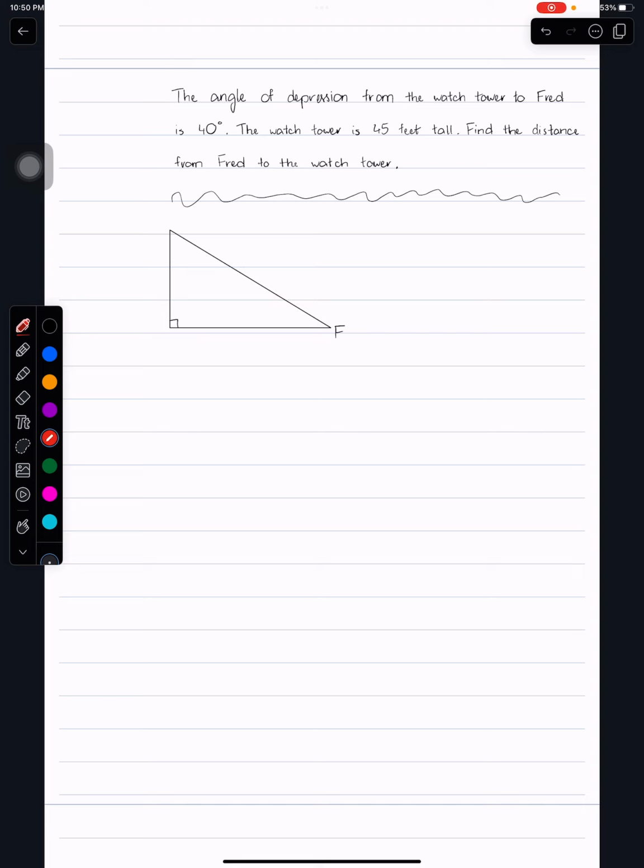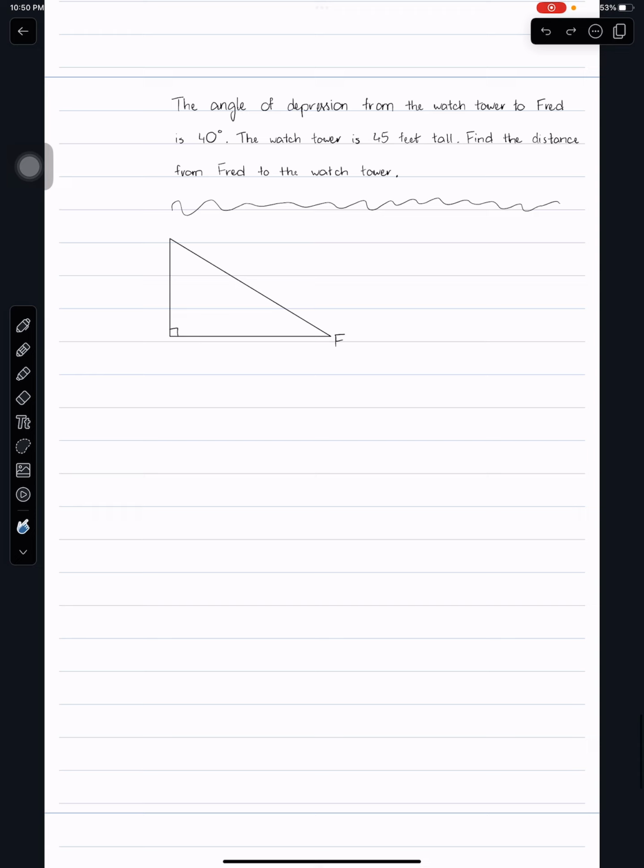So I'm going to put the F in here for Fred, and then the stick in here would represent the watchtower. Okay, so based on the description of the problem, in order to do that, first thing first, we need to draw the horizon. Let me draw it really quick. So then the picture of the horizon is going to look like that. A horizon is just a horizontal dashed line.